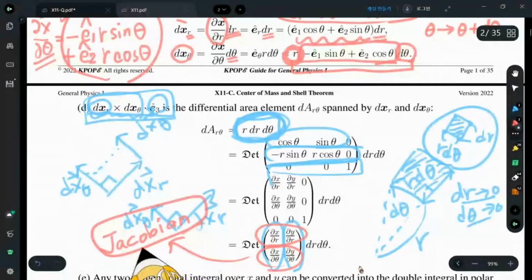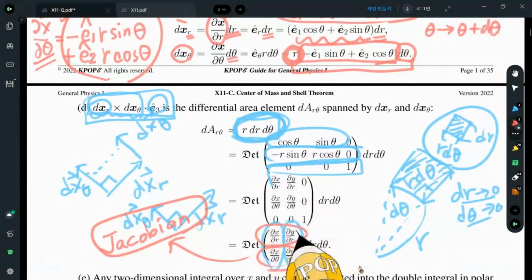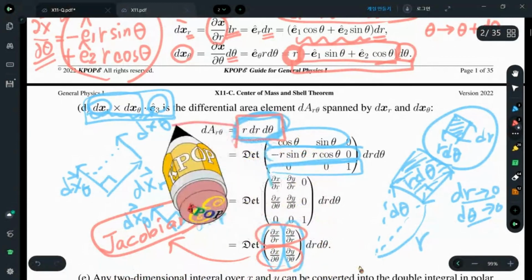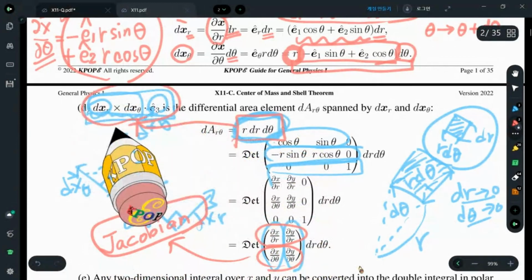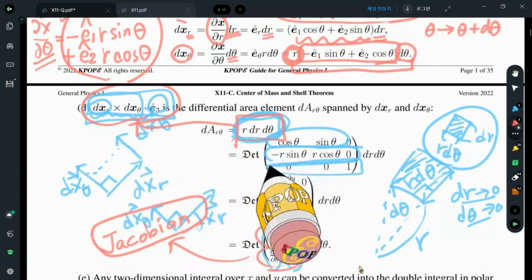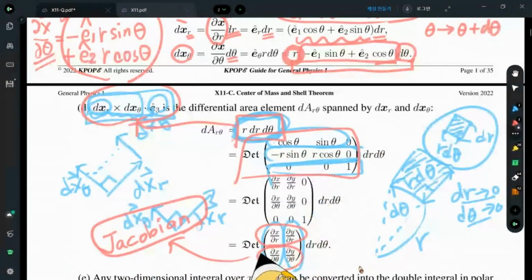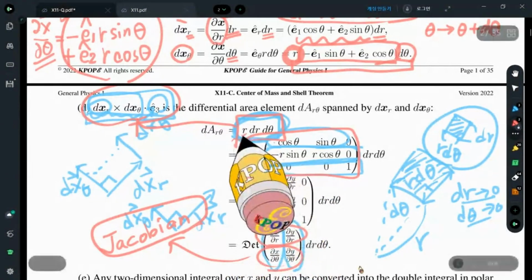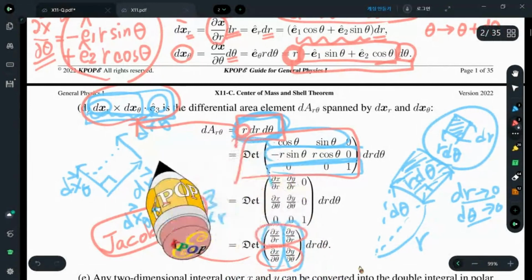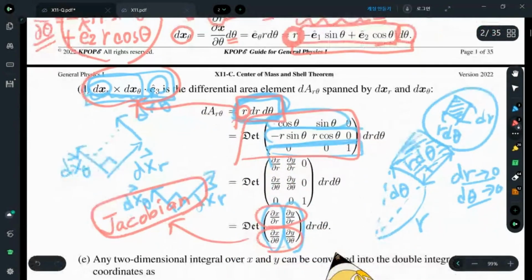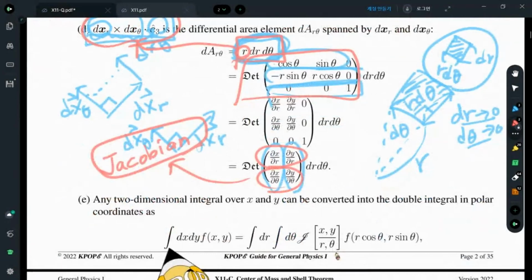Even though we do not know the details about computation of this Jacobian, what we know is directly from this triple scalar product definition of area. Very simple. And this is another way of writing this triple scalar product. And this is called the Jacobian. Without considering this Jacobian, we have a wrong result.